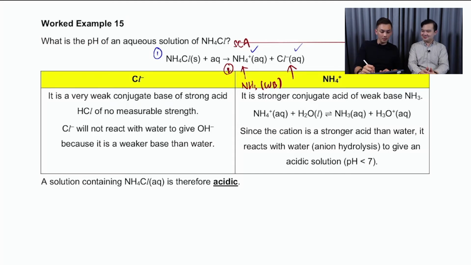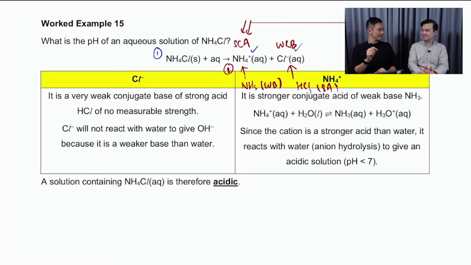And Cl minus would have come from HCl, which is a strong acid. That will make my Cl minus a weak conjugate base. So I have done step 2, which is working backwards, and then I have 1 strong and 1 weak. So what do I do? Focus always on the strong, which is the NH4 plus. So I'm going to focus on the strong guy, and this time round it is an acid.